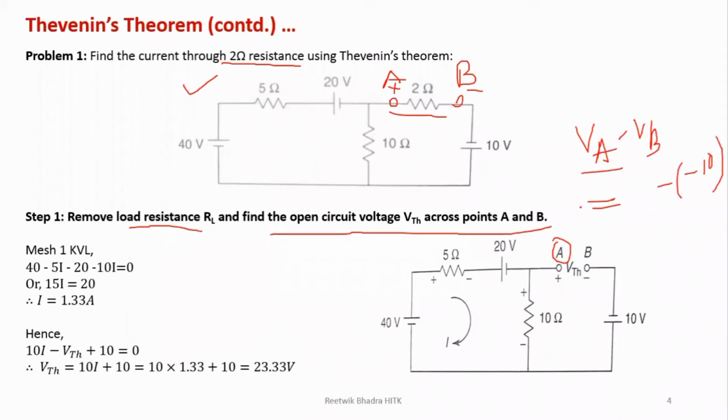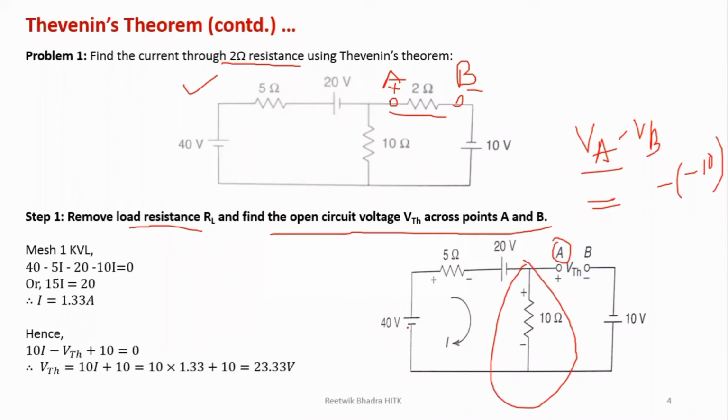Now what will be VA? VA is basically the voltage drop across this 10 ohm resistor. So how will you calculate the voltage drop? You need to find the current. This is forming a closed path here, so I can find the current. I have marked it I.